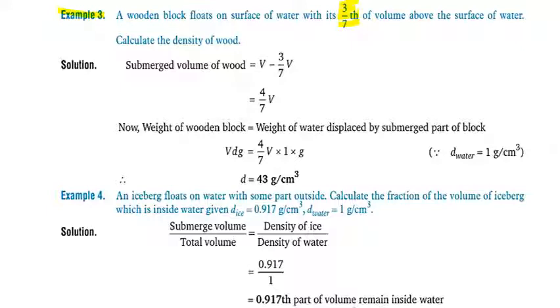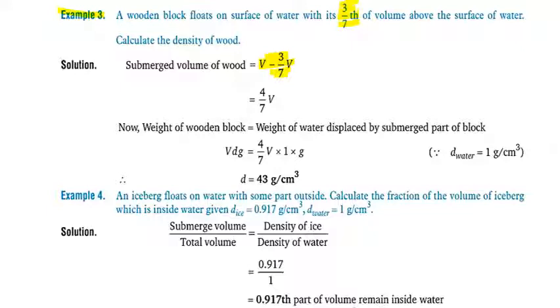So the submerged volume of the wood will be equal to V minus 3/7 V, or you can simply write 1 minus 3/7. This will also work. That is the volume submerged. Why? Because this is the part above the surface. What is the part below the surface? 1 minus 3/7, that is 4/7.